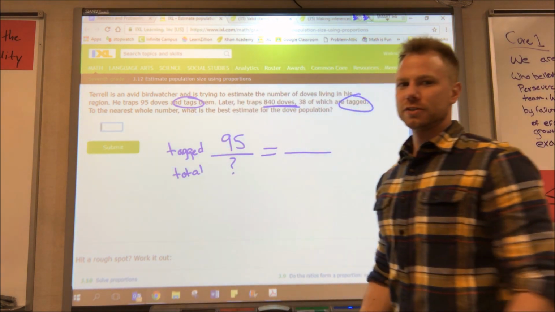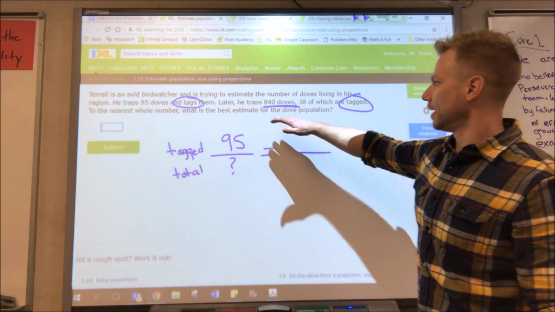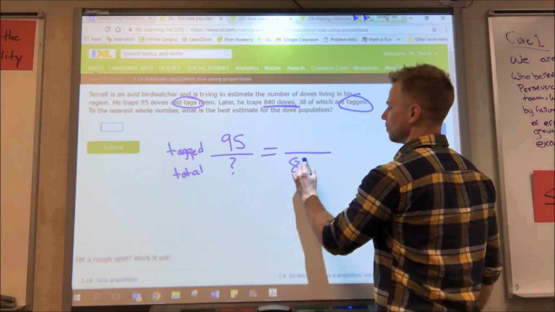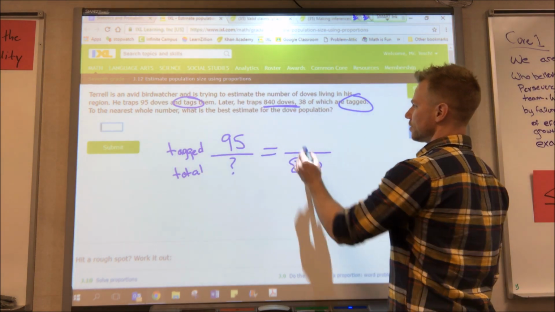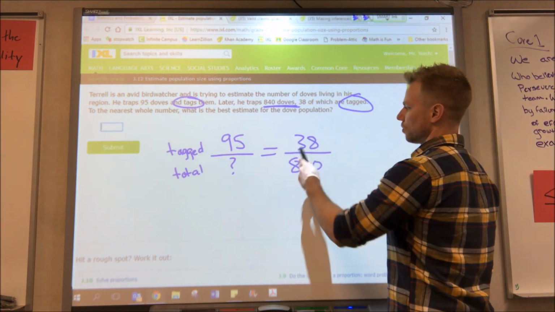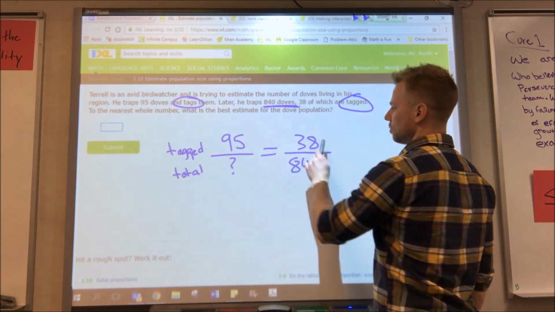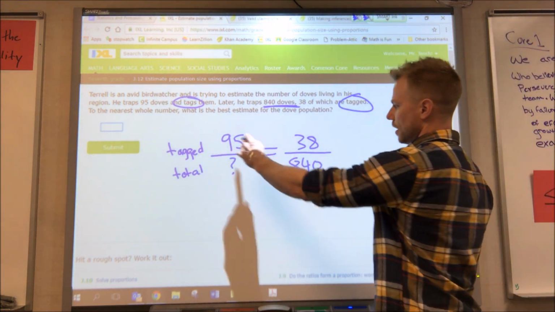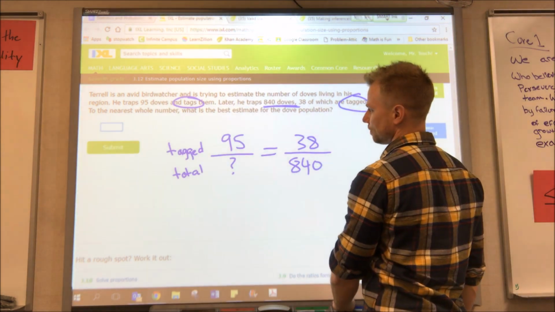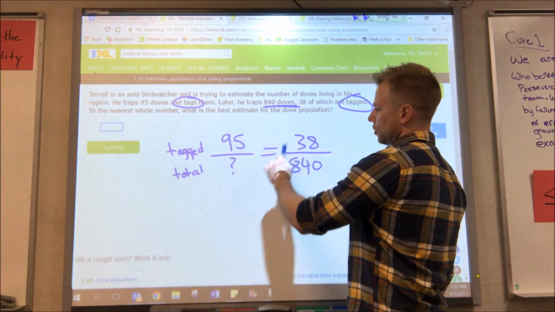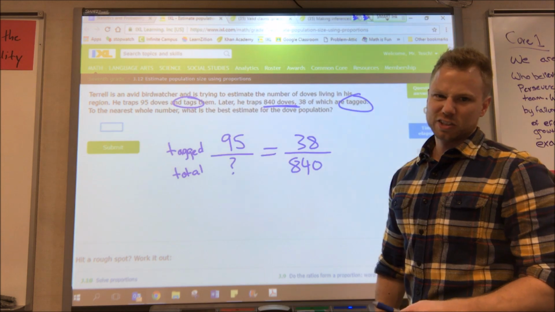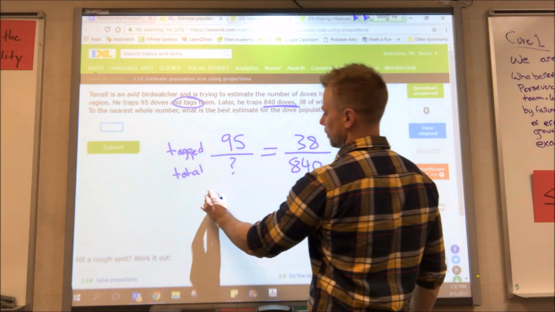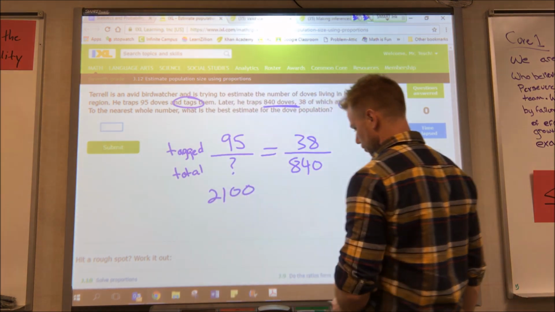The total population, we don't know. But later on, he traps 840 doves, a total of 840, and tags 38 of them. So 38 goes where the tag label is, 840 goes in the total. To solve this, we cross multiply and divide. You can use a calculator to cross multiply and divide. I don't expect you to work all that out. You can if you want, but you can also use a calculator. That turns out to be 2100.